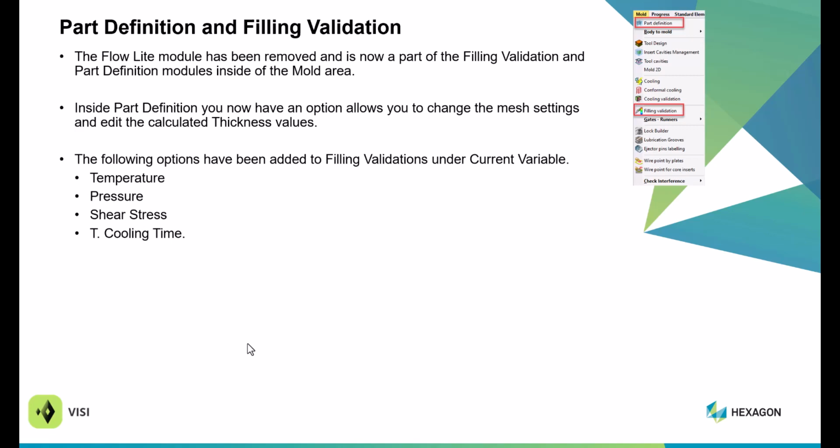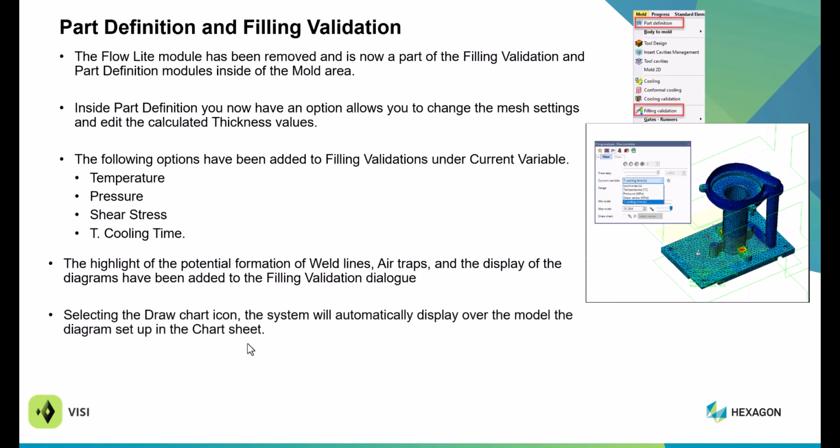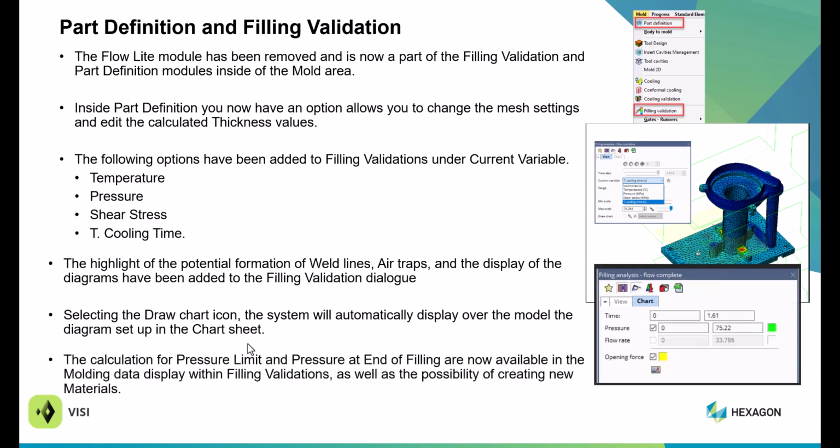The following options have been added to the filling validations under the current variables, such as temperature, pressure, shear stress, and the cooling time. So the highlighted potential formation of weld lines, air traps, and the display of the diagrams have been added to filling validations as well. And the select drawing chart icon has been automatically added to display over the model of the diagram as well. The calculation and pressure limits for the pressure to end of filling is now available, and the mold data display within the filling validations.